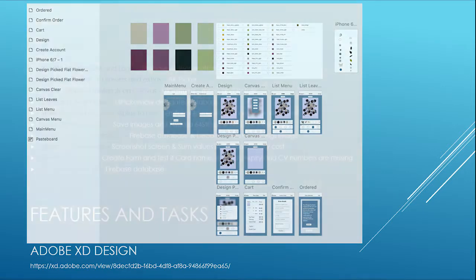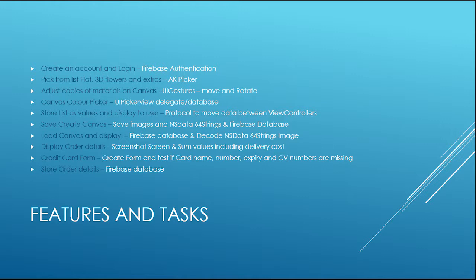So the key features of this application are using Firebase authentication to create and log into an account, using AK Picker to create lists of materials, creating the UI gestures of each material as it's placed on the canvas, moving data between different view controllers using protocols, saving images using NSData 64-bit and Firebase database, loading the canvas and decoding the NSData 64-bit strings into images, taking screenshots and creating forms for the credit card, and then storing the order in the database. So let's have a look at this as a demo.